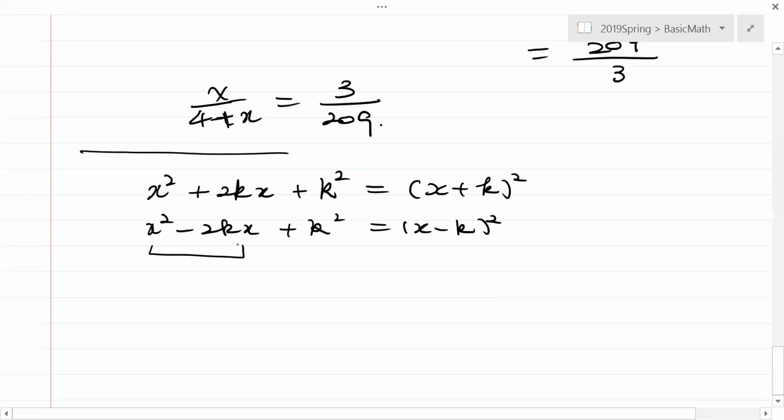So if we only see this part, how can you make it a square? So you have to add k squared. So x squared minus 2kx is going to be x minus k squared minus k squared.